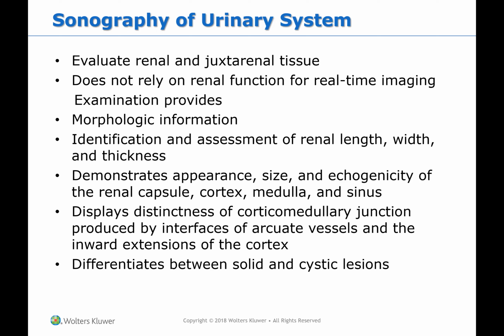So what we do with the urinary system, and we talked about this in our lower urinary system chapter, but we're going to expand now into the kidneys, is we are going to evaluate the renal and juxtarenal tissue. We're going to identify, assess the renal length, width, and thickness. So we're going to make sure they're not too big, not too small. We're going to demonstrate the appearance, size, and echogenicity of the renal capsule, the cortex, the medulla, and the sinus. And we're going to differentiate between solid and cystic lesions. That's a huge thing.